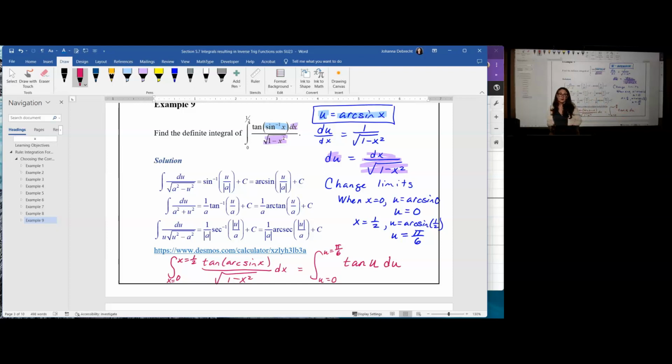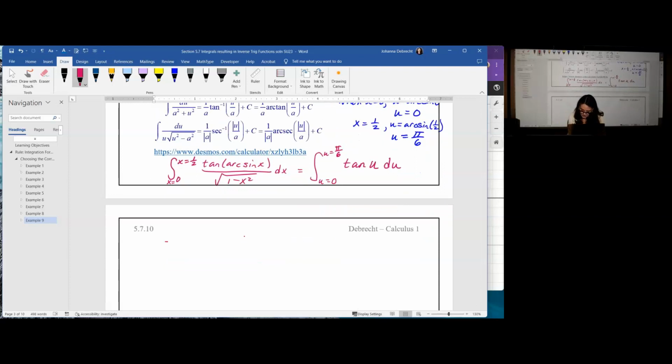Now, can I integrate tangent? Well, I don't know anything whose derivative gives me tangent directly. And I can't think of anything else to do. So let's try writing it as sine divided by cosine and see if maybe we can get a u substitution going. When we rewrite it, we're going to have the integral from u equals 0 to u equal pi over 6 of the sine of u divided by the cosine of u du.